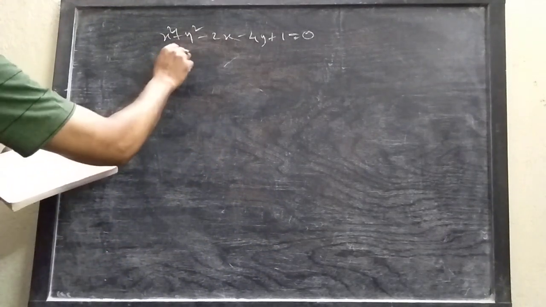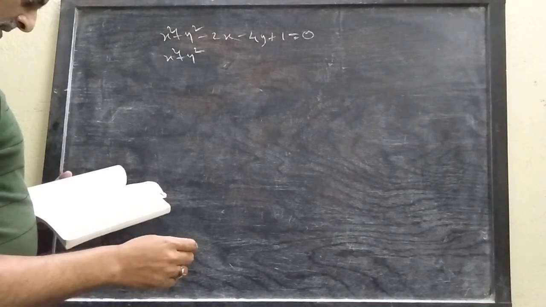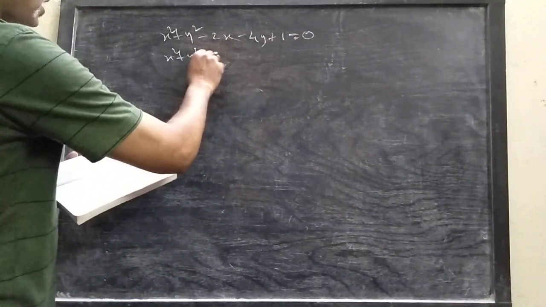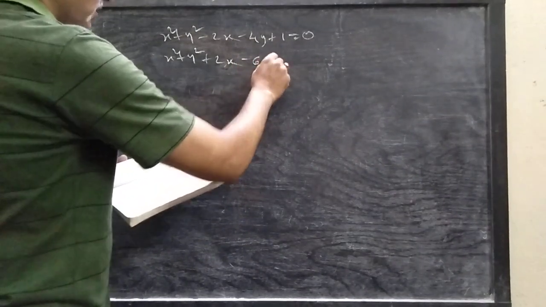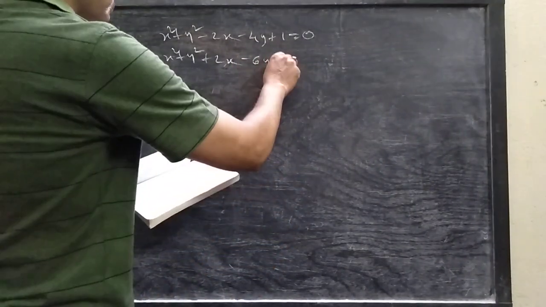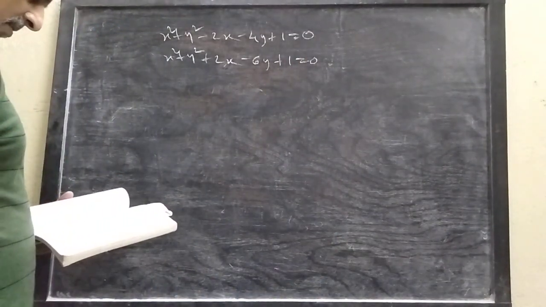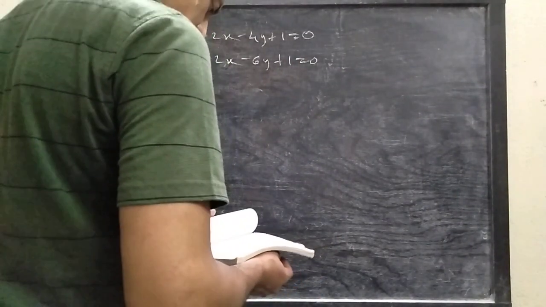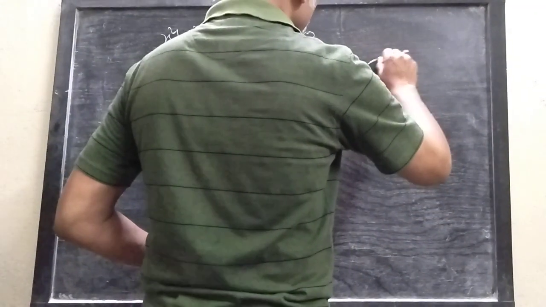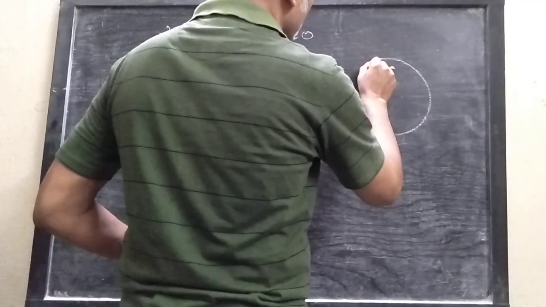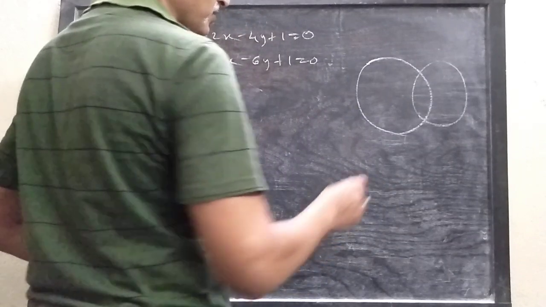x square plus y square plus 2x minus 6y plus 1 equals 0, has its center on the line. That is, you are given the diameter of the circle. So these are two circles you are given.